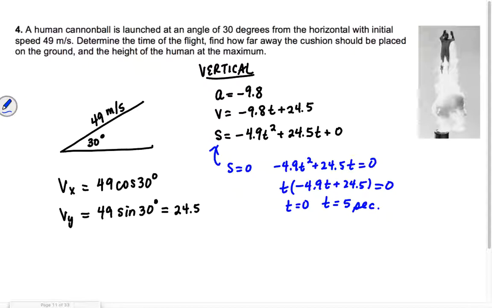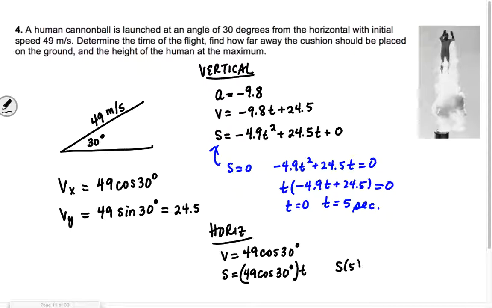So we want to know where to put the cushion, which is kind of important for this poor human cannonball. So we're going to do horizontal. We take our velocity, v sub x, which is 49 times cosine of 30. I'm going to leave it like that. So our position is 49 times cosine of 30 times t. We take that 5 seconds and multiply it by 49 cosine of 30. So its position after 5 seconds is 212.176 meters.